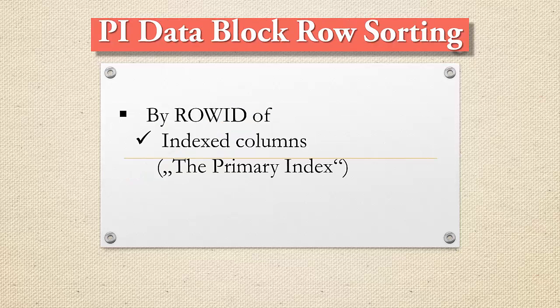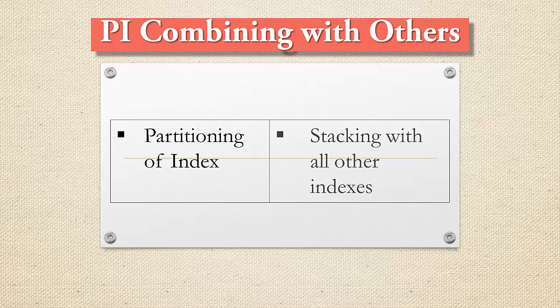The rows of a primary index are sorted by the row ID of the values that are found in the primary index. The primary index is well suited for being combined with partitioning as well as with any other kind of index. Stacking other indexes on top of a base table with a primary index is not restricted to any type of index.